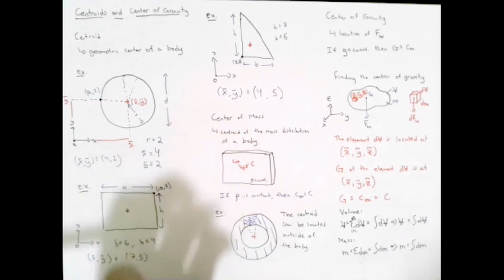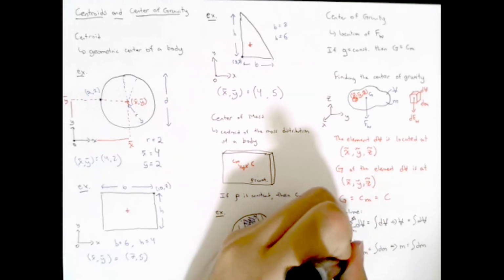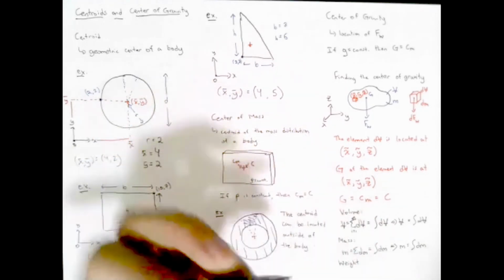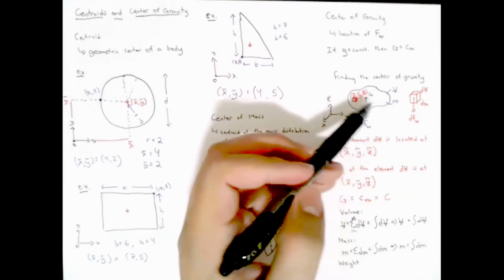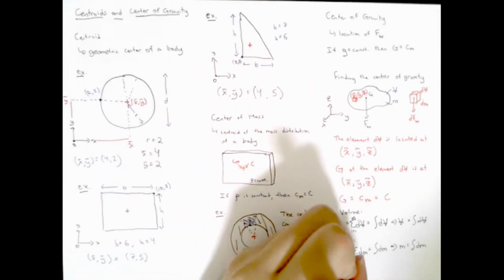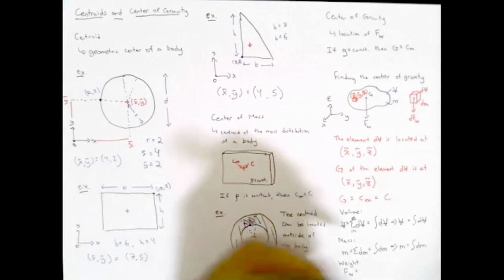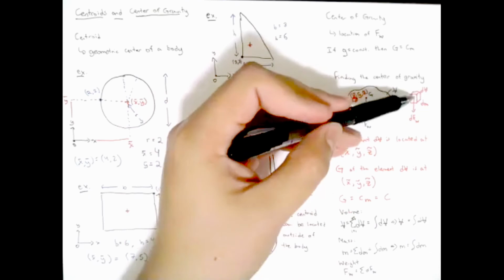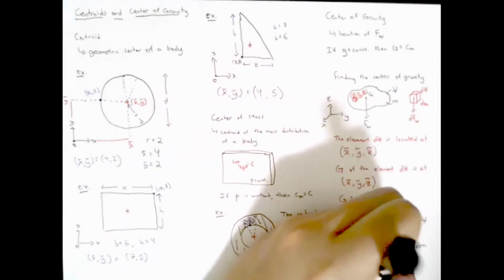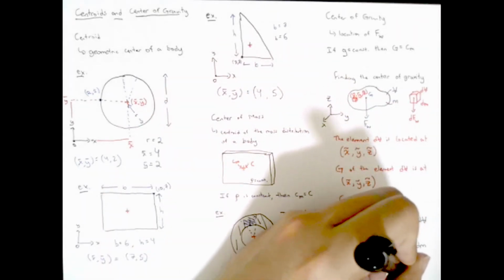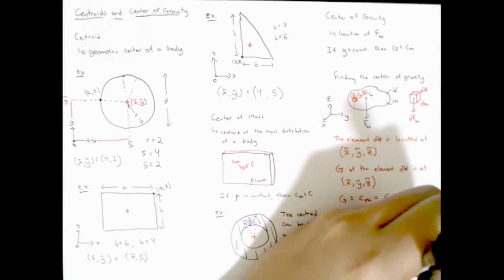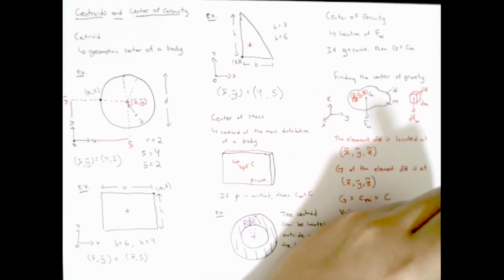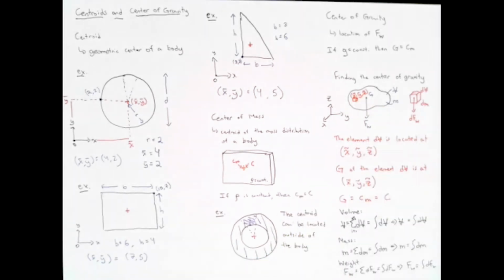Finally, we get the relationship of the weight of the element. We know that the weight of the entire body, that's Fw, is equal to the sum of all of the tiny weights of this element, dFw. And we know that an infinite sum is an integral. So we get that Fw equals the integral of dFw. So that's everything we know so far for this particular element.